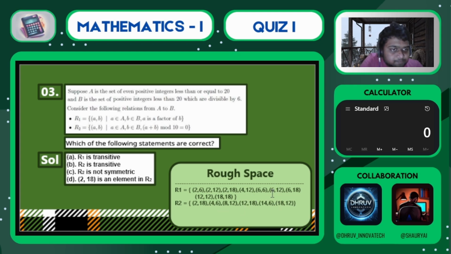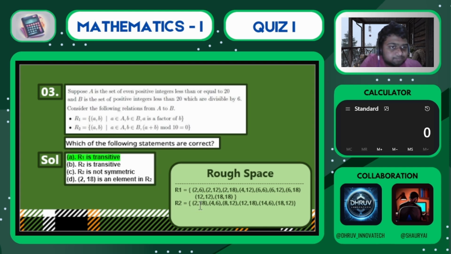Then let's see. (2, 6) is there. Is there any element beginning with 6 like (6, 12)? Yes, it's there, so (2, 12) should be there. Yeah, then any other: (2, 6) and (6, 18) are there, so (2, 18) is also there. So R1 is transitive. Therefore, we can successfully say that R1 is a transitive relation.